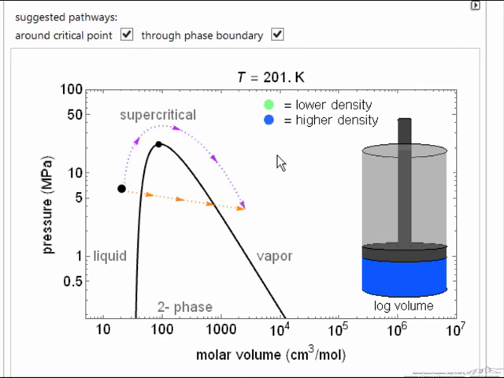And so hopefully this gives a better indication of this idea that there's no sharp demarcation between a liquid, a supercritical fluid, and a vapor. This is a continuous function. And keep in mind, these are log scales, and this is the log of the volume.